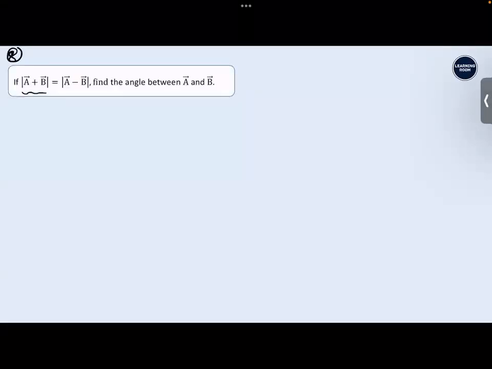If magnitude of A vector plus B vector is equal to magnitude of A vector minus B vector, then find the angle between A and B. So if you see, the sum of two vectors are A and B, and they are asking the angle also between A and B. So for these kinds of problems, what you can do is square on both sides. If you observe what is the difference between the previous problem and this problem.